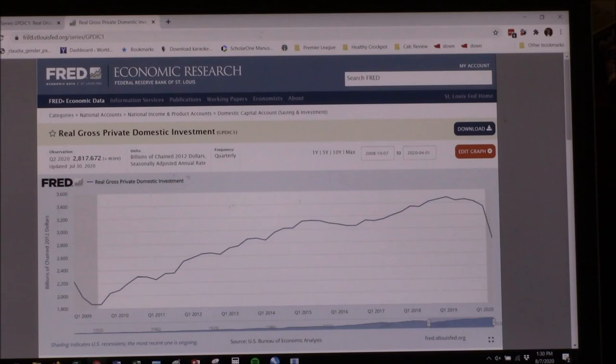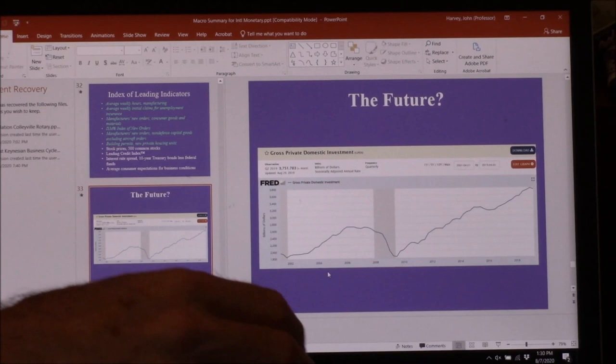Now, let's see. What do I want to do next? I'm going to tidy this one up here. This has been about an hour. Okay, let's do it this way. All right, Shift F5.